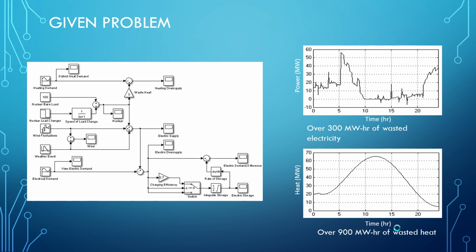Right here is what we were given to start with, the Simulink model. You can see the battery over here, and then also we have the intermittent wind, the nuclear power plant, and then these are our demands.